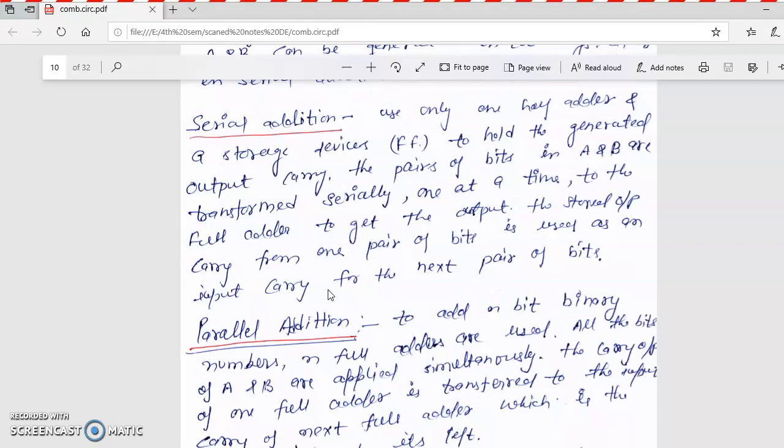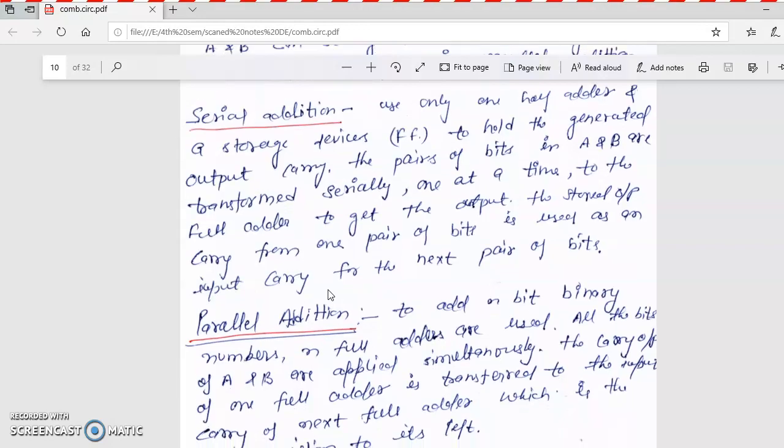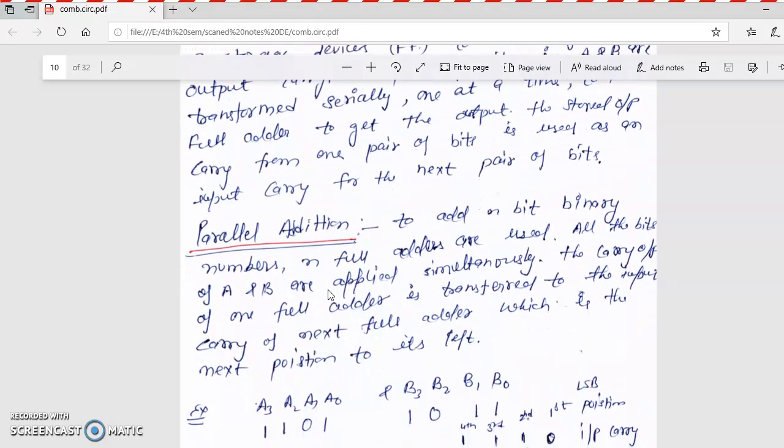Okay, what happens in serial addition? A pair of bits from A and B are transmitted serially, one at a time, to the full adder to get the output. The stored output carry from one pair of bits is used as the input carry for the next pair of bits. Okay.